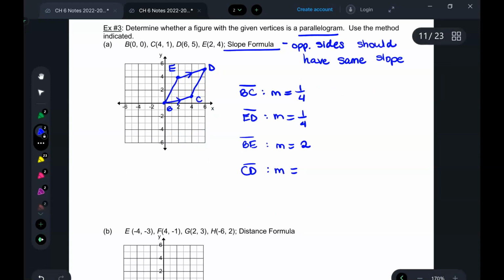So I get +2. And then what do we get for CD? Also +2? Okay. So yes, B, C, D, E is a parallelogram. Don't you have to draw the little parallel marks? Yeah, we can just do like this.